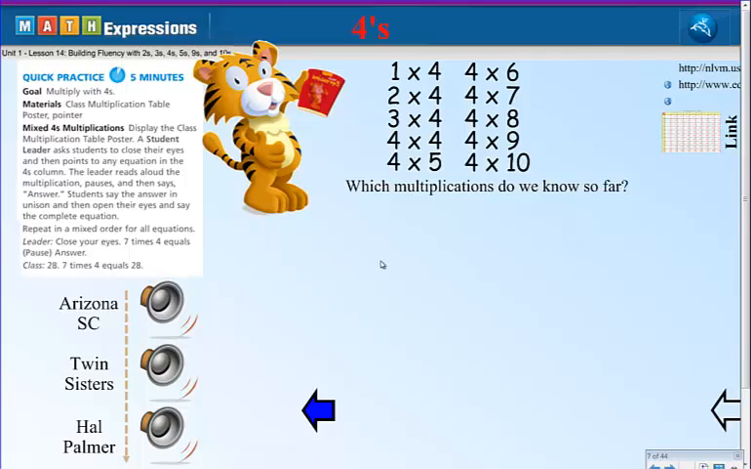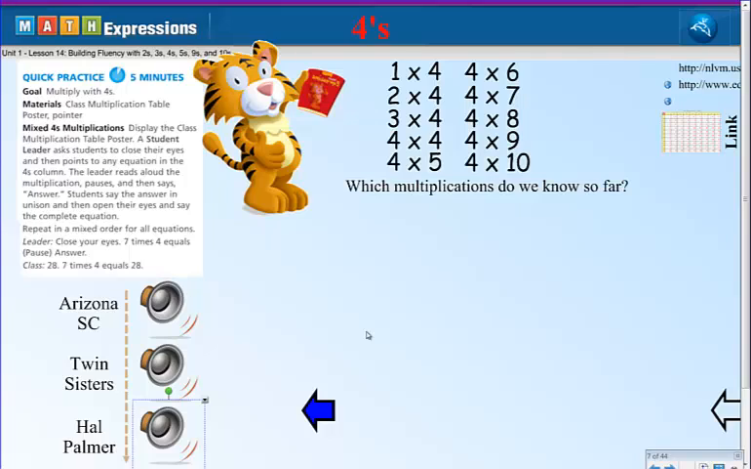That was our warm-up. Now for our quick practices. I wanted you to hear Hal Palmer today. And his songs are a little bit different. And they're a little bit old-fashioned, but you can still learn from them.